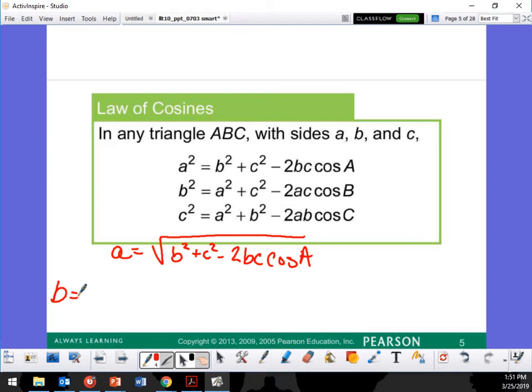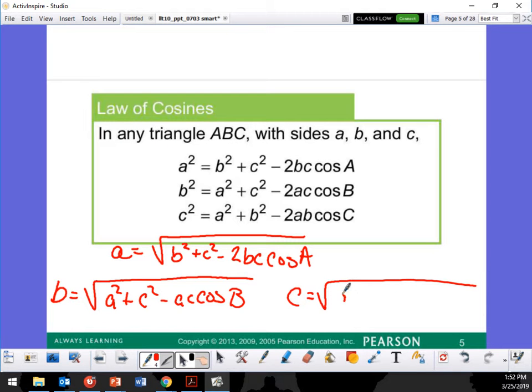Anyway, so how would I write it for b? Same thing. b equals the square root of a squared plus c squared minus 2ac cosine of B. Okay, do you guys notice the pattern yet? What's the pattern? I'm solving for little b. That means I have to have big B. Yes, big B. And then same thing for little c. So little c equals the square root of a squared plus b squared minus 2ab cosine of C.